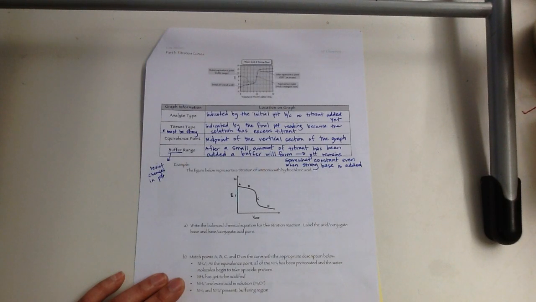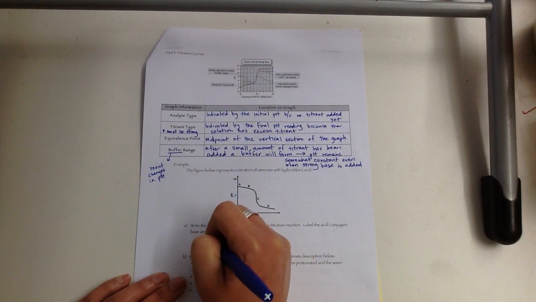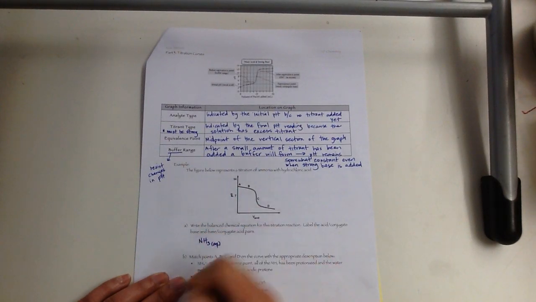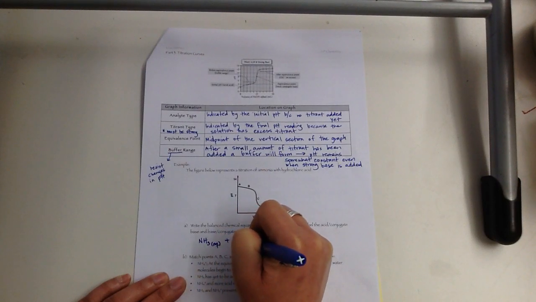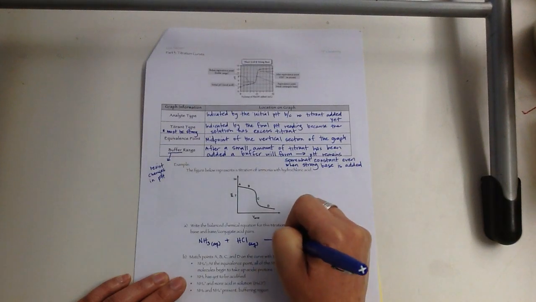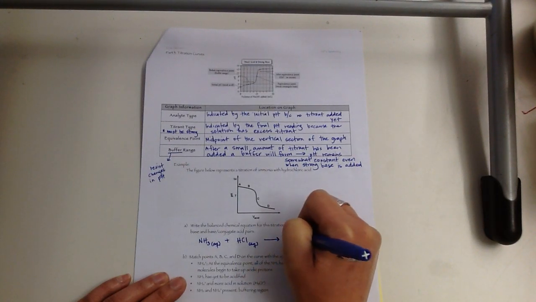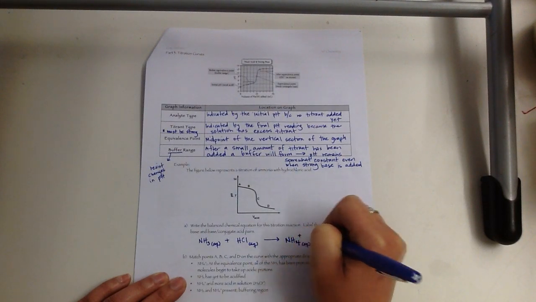It says the figure below represents a titration of ammonia with hydrochloric acid. Write the balanced chemical equation for this titration reaction. Label the acid and conjugate base pairs. Okay, so ammonia, we have NH3, which is going to be aqueous because it all takes place in water, and hydrochloric acid, aqueous, and we're going to have ammonium formed and chloride ion.